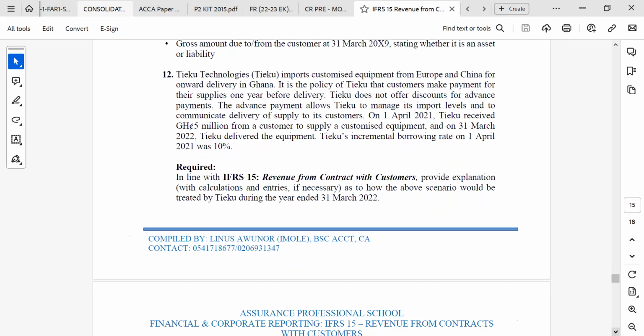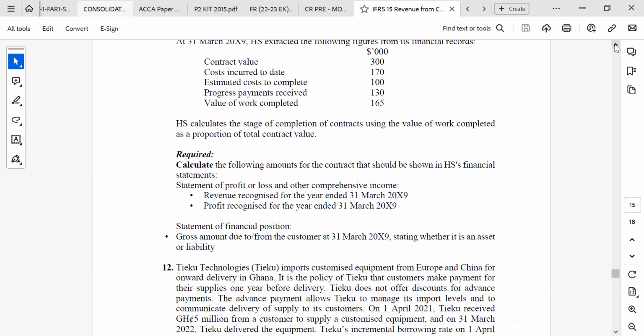So, Lenos. Yes, please, with question 11, what will be the revenue to be recognized for the year? The revenue will be 165. Okay. The revenue will always be the value of the work completed, and the profit will be 16.5. Yes, please. Cost of sales will be 148.5. Okay, sure. And the contract asset will be the work completed minus the amount that you have received. That will be 35. Okay.